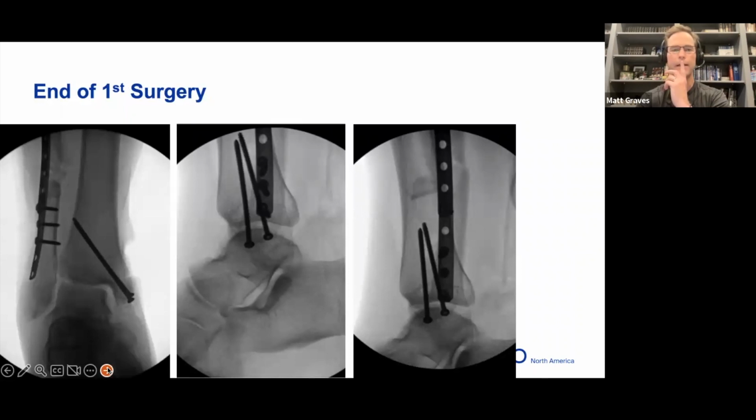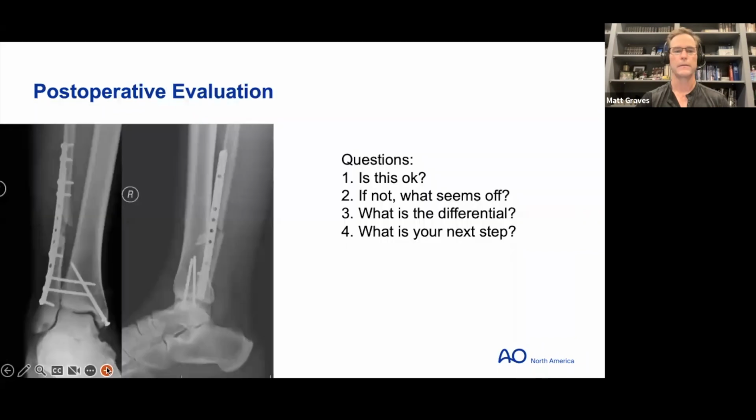And this is how they ended up. So this was the end of the first surgery. I'm going to go to the postoperative films and ask a few questions after you've had a little bit of time to look at this. All right, so Tim, if you were going to critically assess the intraoperative films or these postoperative films, what would you say?